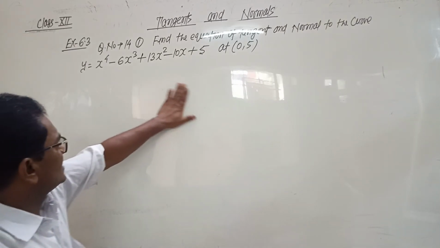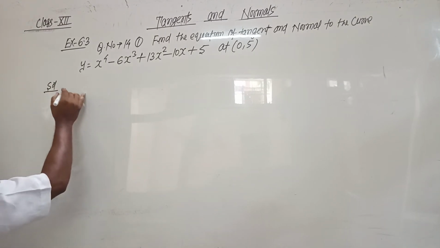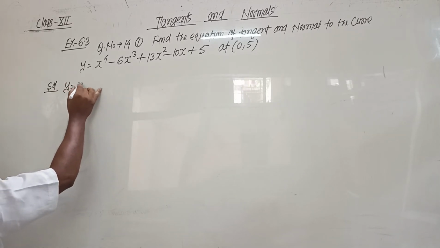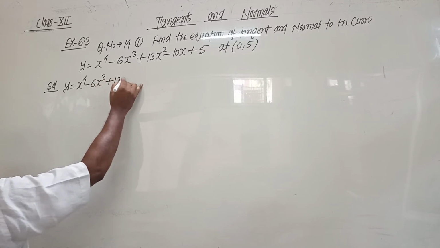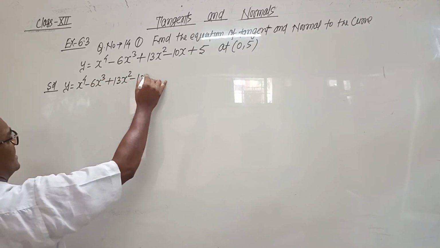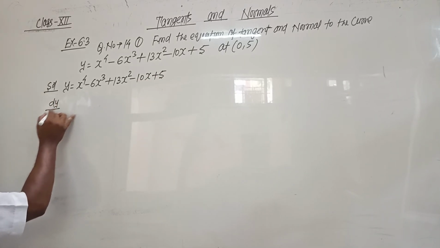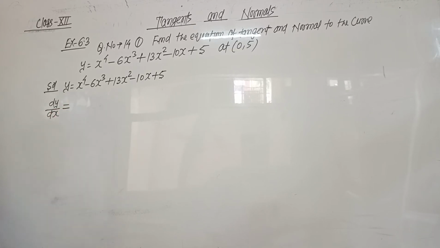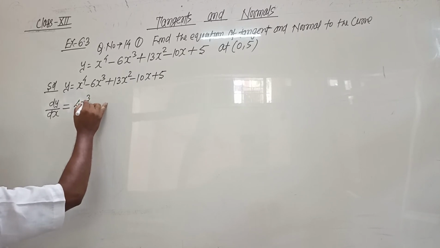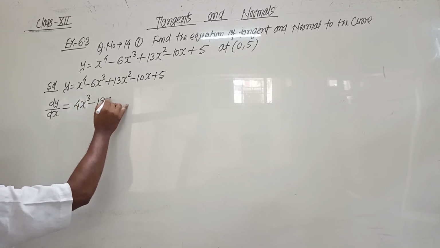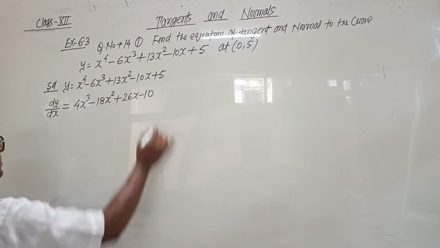So firstly we will differentiate the curve. So we find dy by dx. y equals x to the power 4 minus 6x cube plus 13x square minus 10x plus 5. Differentiate with respect to x. To find the slope of the tangent, dy by dx is 4x cube minus 18x square plus 26x minus 10.